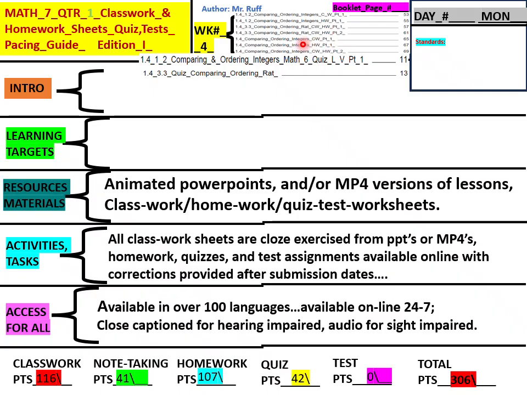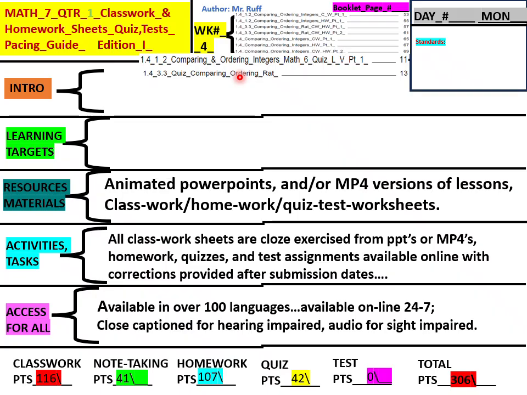And then 1.4, comparing and ordering integers, classwork part 1, homework part 1, and comparing and ordering integers, classwork and homework part 2. Then in Week 4 we have 1.2, comparing and ordering integers, Math 6 quiz part 1. And then we go into the 3.3 quiz, comparing and ordering rational numbers quiz.